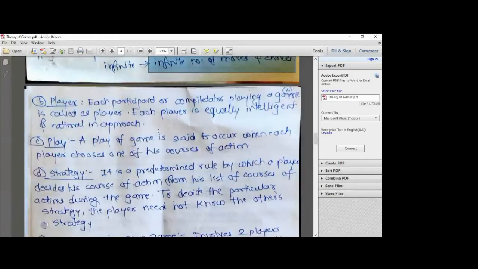So what is a player? Each participant or competitor playing in a game is called a player. Each player is equally intelligent and rational in approach, right? So there is no player who has less intelligence or more dominance, and everyone is thinking rationally. They think of all the possible choices and then take the decision. The game is played rationally and not partially, so no one is going to do any favor to the other. They are playing it rationally.